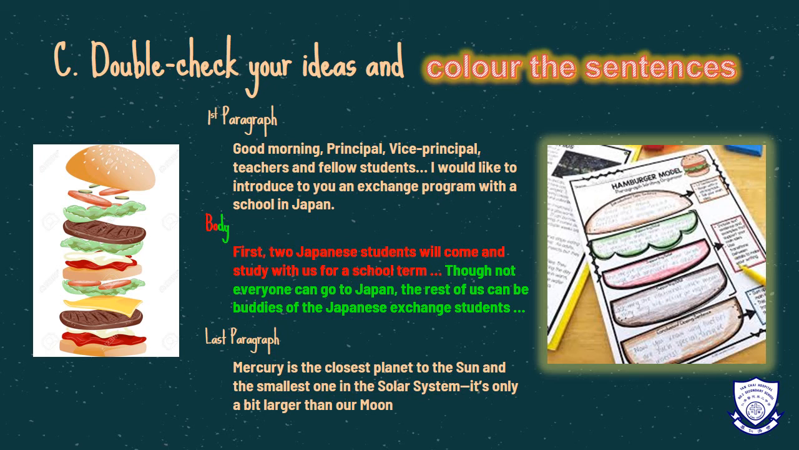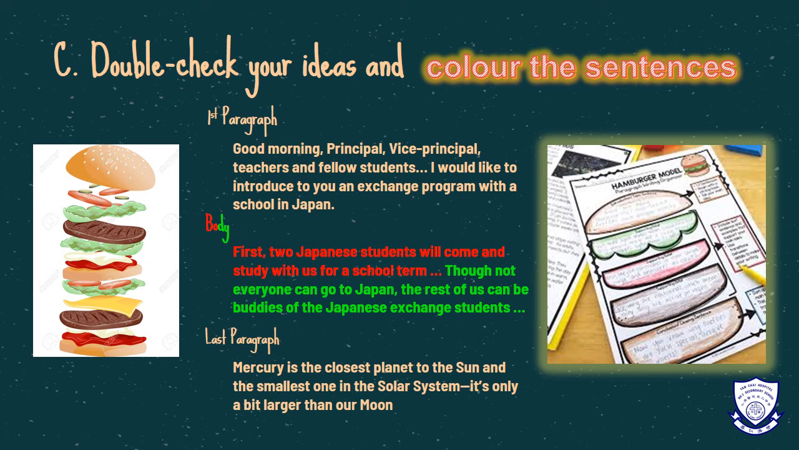So the last preparation tip for you is that you should double check your ideas in your draft or in your outline. But also here on the worksheet, part B, after you complete the sentences in the second paragraph, I also ask that you color the sentences according to the structure of the hamburger paragraph writing, just like what you have been looking at in this lesson.